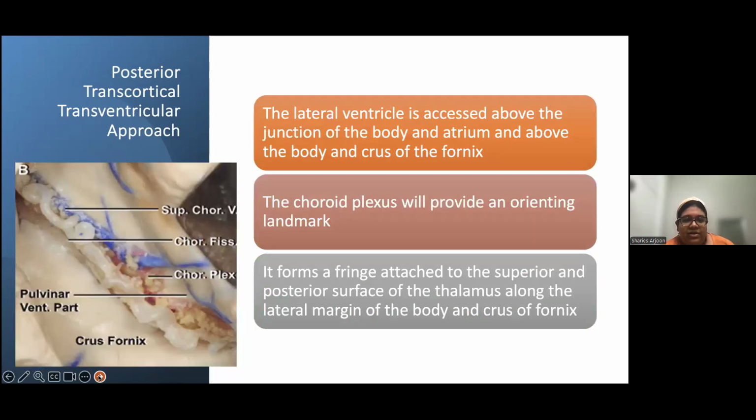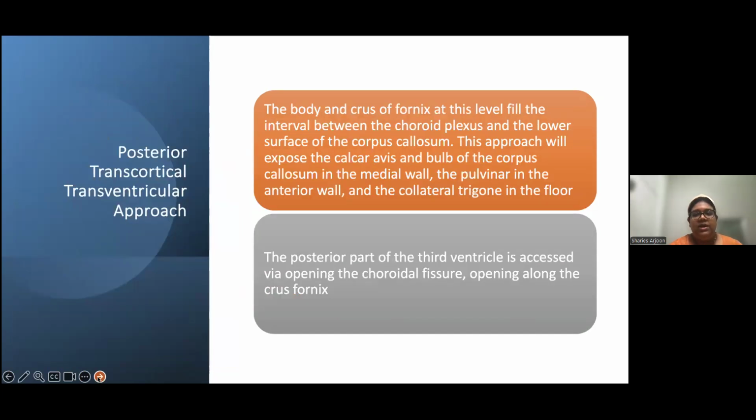The lateral ventricle is accessed above the junction of the body and the atrium and above the body of the crus of the fornix. The choroid plexus will provide an orienting landmark and it forms a fringe attachment to the superior and posterior surface of the thalamus along the lateral margin of the body and crus of the fornix. The body and the crus of the fornix at this level fill the interval between the choroid plexus and the lower surface of the corpus callosum.